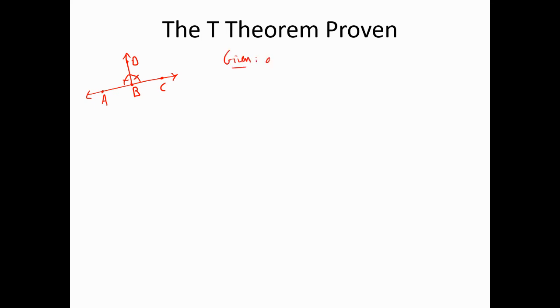Okay, so what's the given? Well, the given was that we had a linear pair. That was the first part. So angles ABD and CBD are a linear pair. And we were also given that their measure is the same. So we wish to prove that the measure of angle ABD is equal to the measure of angle CBD. And what we wish to prove is that those angles are right. So angles ABD and CBD are right.